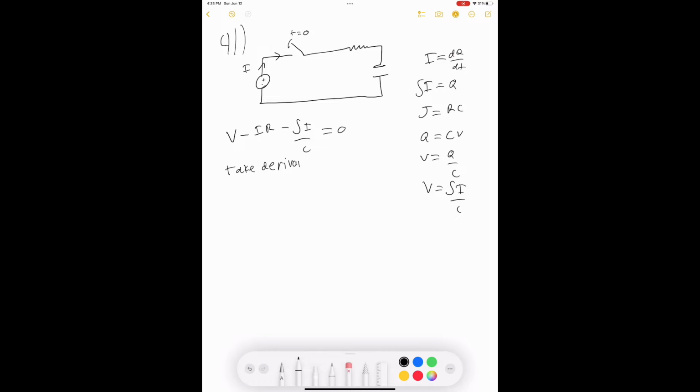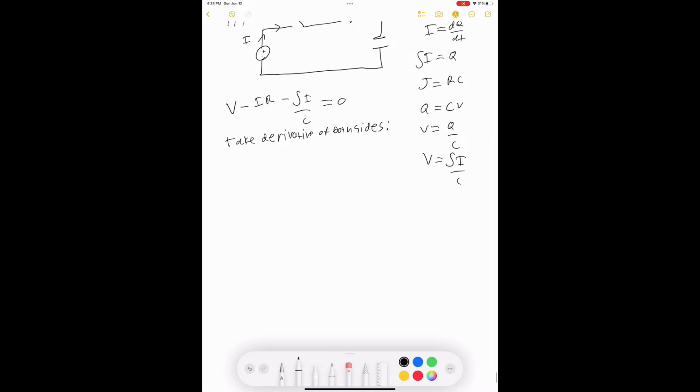So we could substitute Q as the integral of current. We could take the derivative of both sides. Voltage is going to be a constant. I is a function of time, right? So I is going to go to I prime. The integral of I is going to go to I, right? This is just what we got so far.